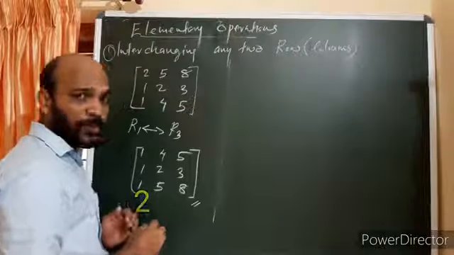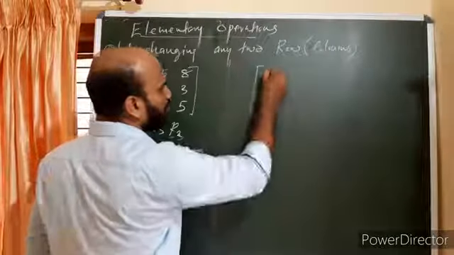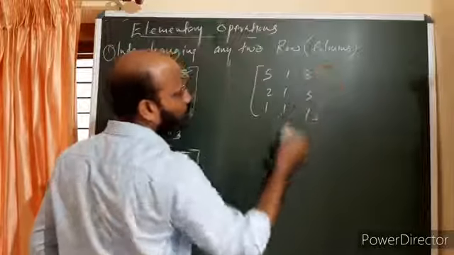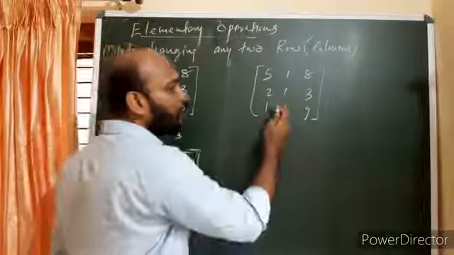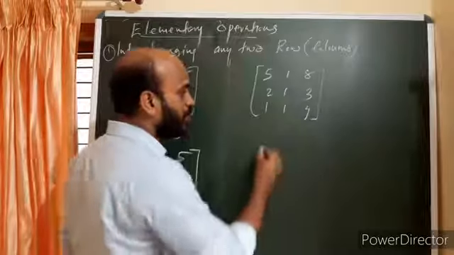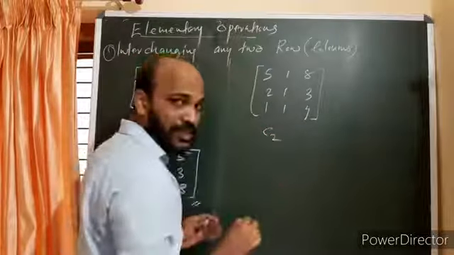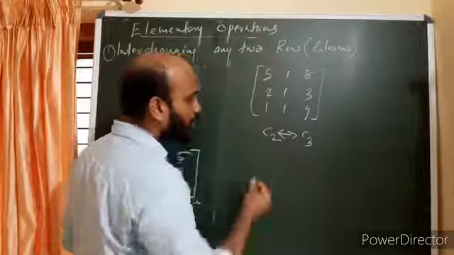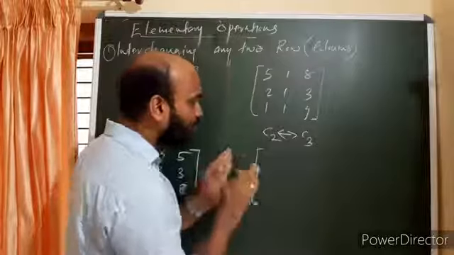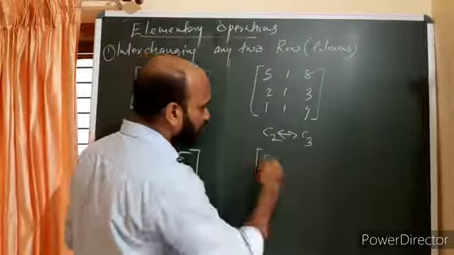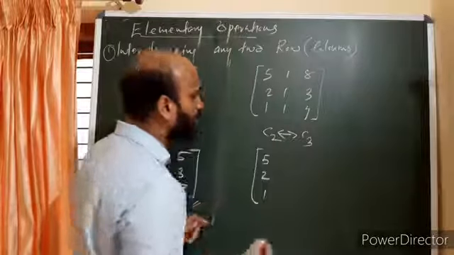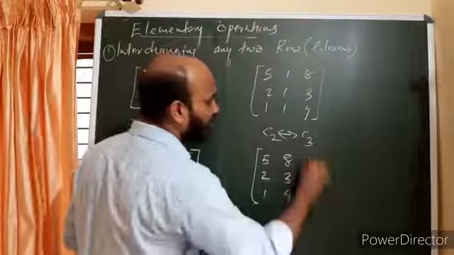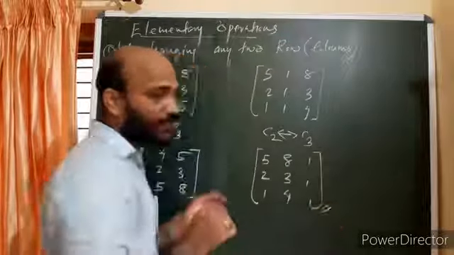Now I will explain the column operation also. Consider the matrix 5, 1, 8, 2, 1, 3, 1, 1, 4. Suppose I want to interchange column 2 and column 3. So the rule I can express like this: column 2 interchanging with column 3. After applying this rule, this matrix changes to 5, 2, 1. Column 1 will be the same. Column 2 changes to column 3, so we get 8, 3, 4, and column 3 will be 1, 1, 1. This is the first rule.